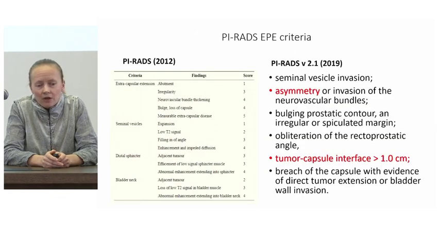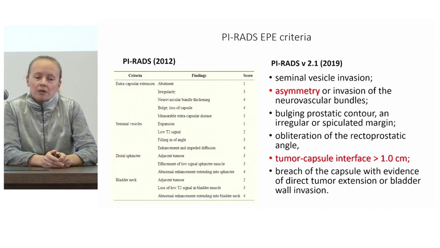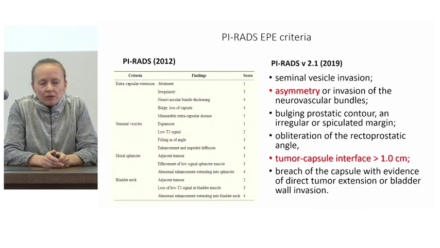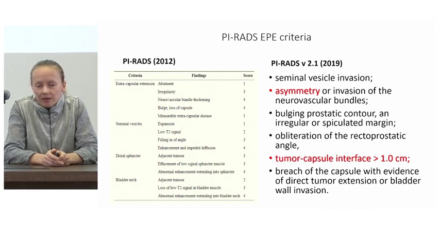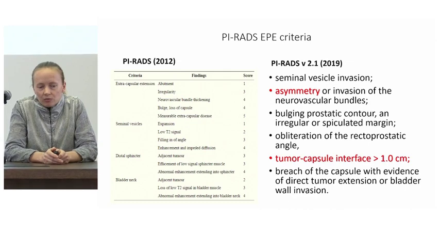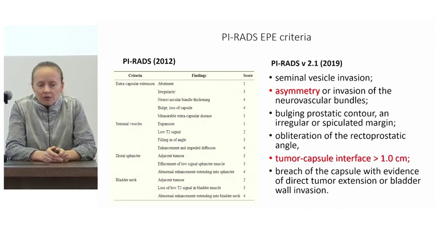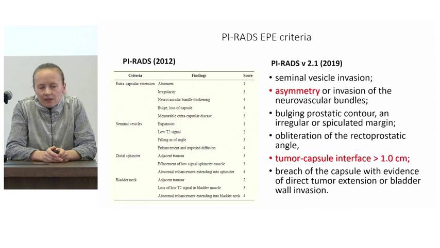But let's start with PI-RADS. PI-RADS is old school, it's been used for 10 years, with some transition from 2012 till nowadays. But surprisingly, this transition in EPE criteria is going not by upgrading but by downgrading from a scoring system to a binary system. But some new things appear here too: asymmetry of neurovascular bundles and length of the interface between tumor and capsule.